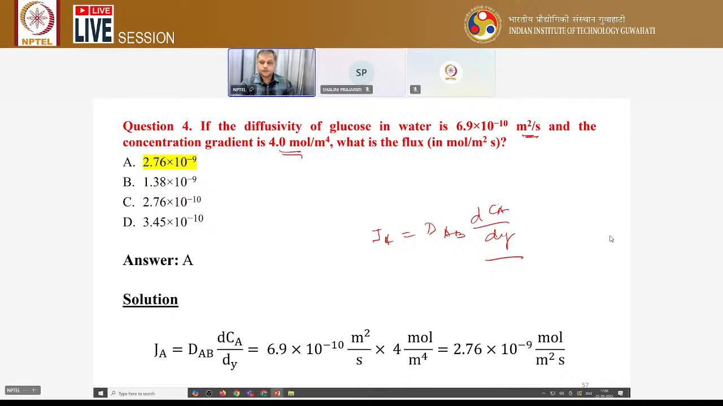The dC_A upon dy is given as 4. D_AB is 6.9 times 10 to the power minus 10. You get the flux as 2.76 times 10 to the power minus 9.